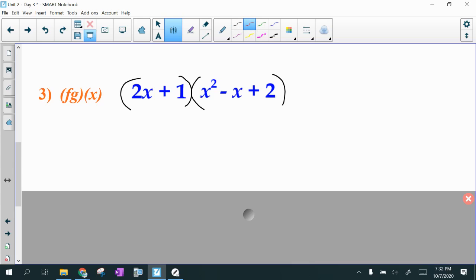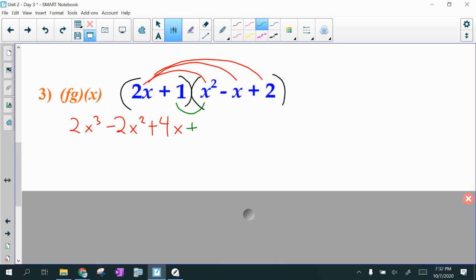But what I'm going to do is I'm first off going to distribute 2x to every term here. 2x times x squared is going to get me 2x to the third. 2x times negative x is going to get me a negative 2x squared. And 2x times positive 2 is going to get me a positive 4x. So far, so good, except I've only distributed the 2x. Time to change gears and distribute the 1. 1 times x squared is going to get me 1x squared, or just plain x squared. 1 times a negative x is a negative x. And 1 times positive 2 gets me a positive 2.